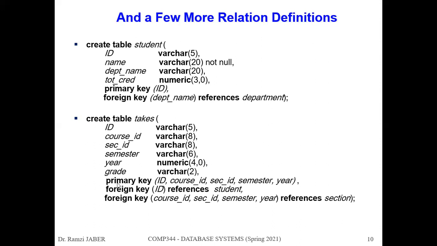So here we have the primary key, a multiple-attribute primary key: ID, course ID, section ID, semester, and year. Okay, this is the primary key. Foreign key, ID references student. Then again foreign key, course ID, section ID, semester, year, references another table called section. Here the primary key is the same as the foreign key.